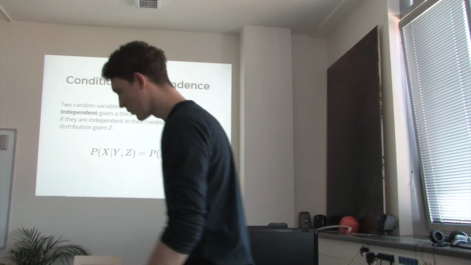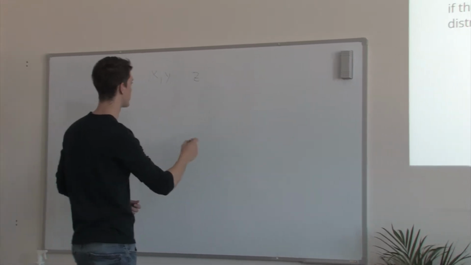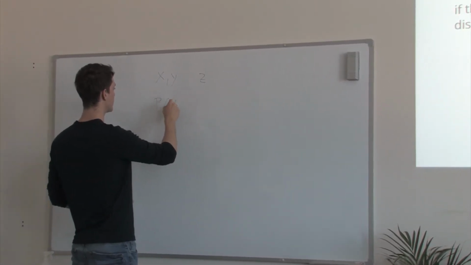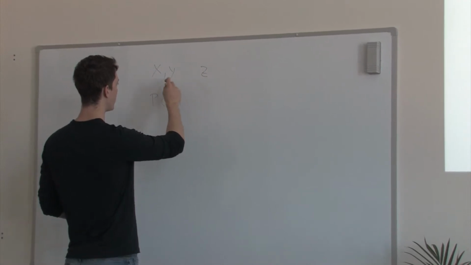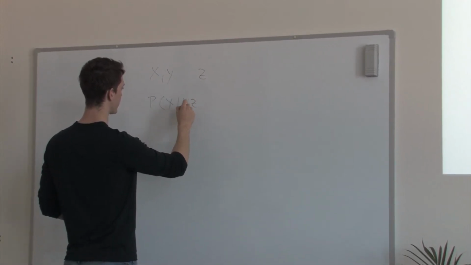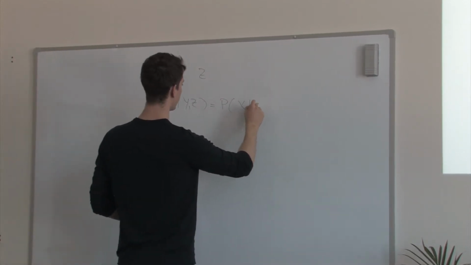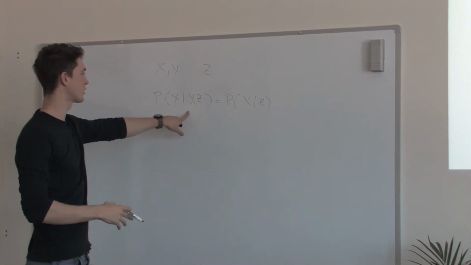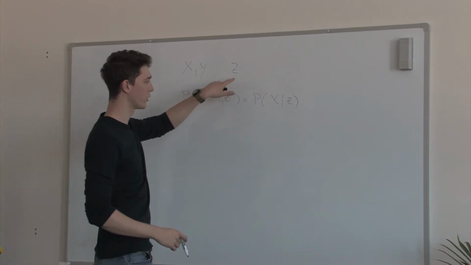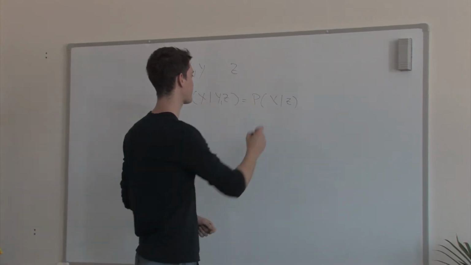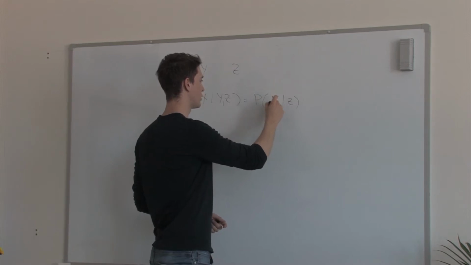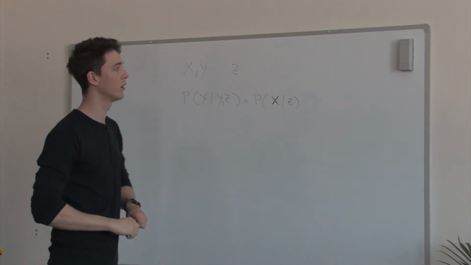So first, I will explain a bit of conditional independence. Let's say you have two variables, x and y, and a third variable z, and we say that variable x is conditionally independent of variable y given z if the following is true. This basically means that the knowledge of y does not give us any new information if we know the state of variable z. You will see how we can use that.